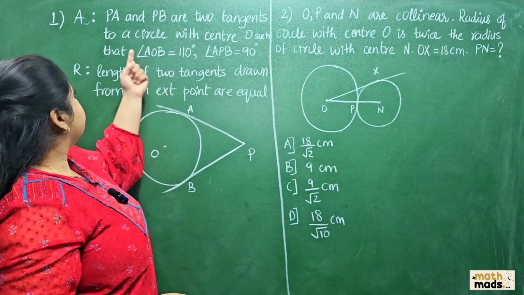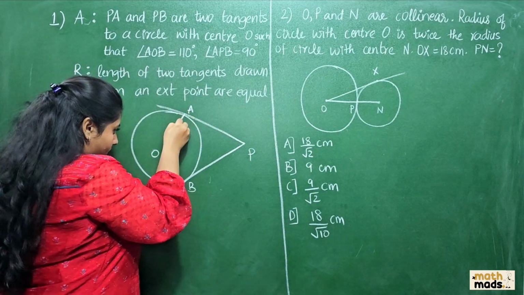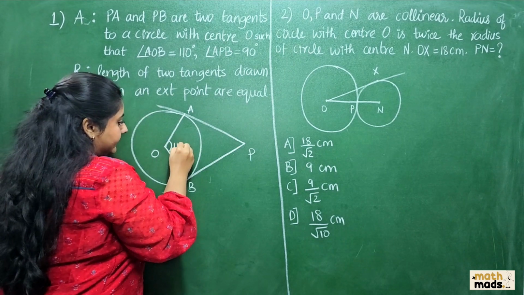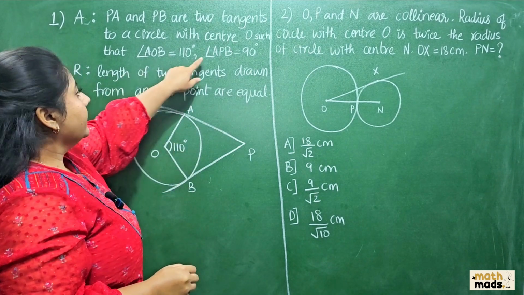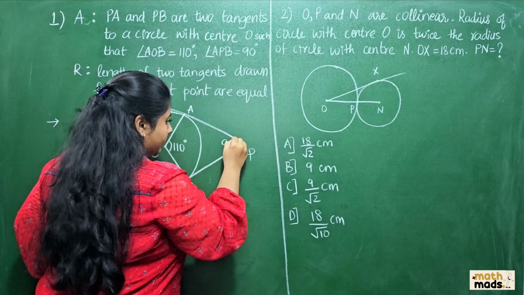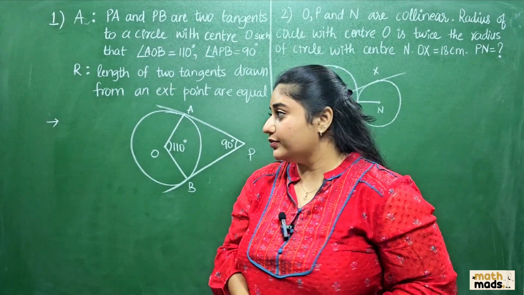They have given angle AOB is equal to 110 degree. So angle AOB, let me connect them. So this is given as 110 degree and angle APB is equal to 90 degree. This is given as 90 degree. Okay, let me verify if these values are possible.